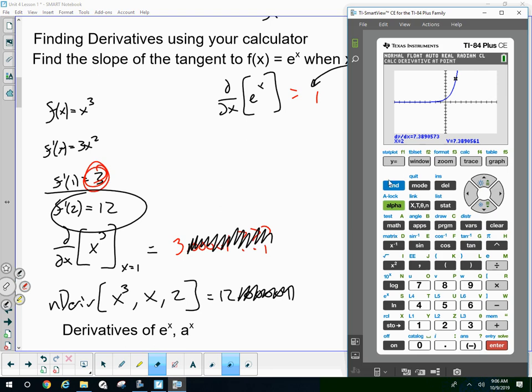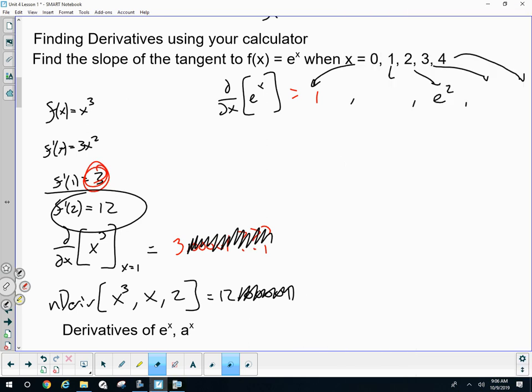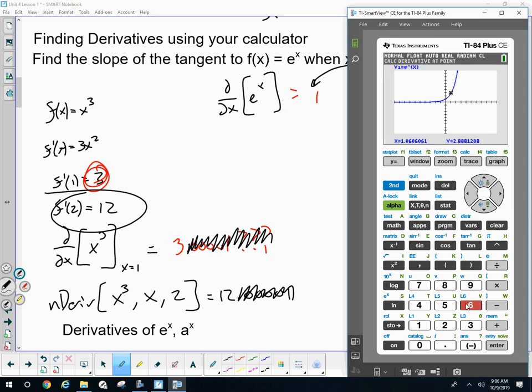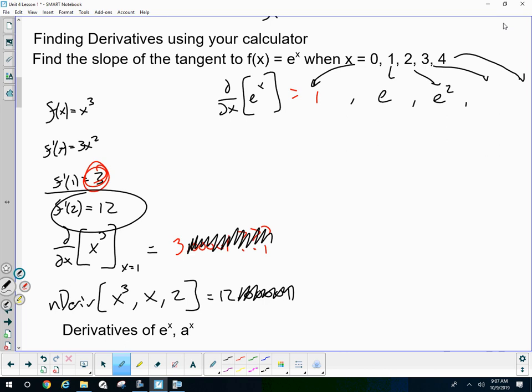Let's see, second calc dy dx at 1. So at the point (1, e), my slope is e. Okay, this is starting to be interesting. Let's do one more. If x is 3, I'm at the point (3, e cubed). My slope is e cubed.